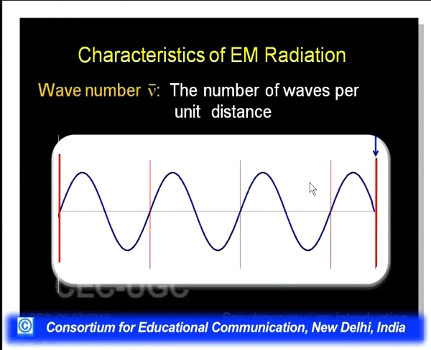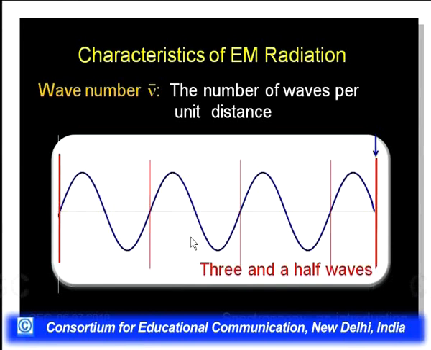And if you go further, yet another characteristic of a wave or EM radiation is wave number. As the name suggests, wave number is the number of waves per unit distance. Now suppose I have a certain distance, marked from here to here. If I look at it here, there are about 1, 2, 3 and a half. There are 3.5 waves in this distance. So the wave number is 3.5. It's an arbitrary example I'm taking here.